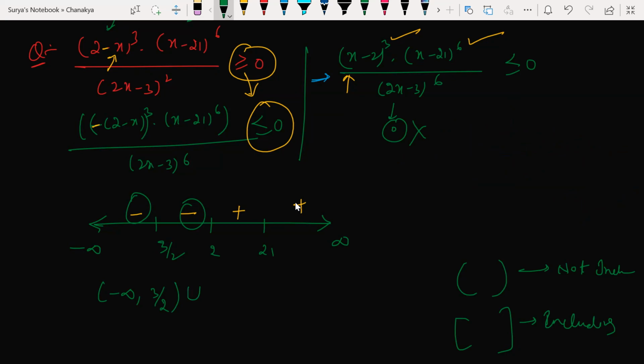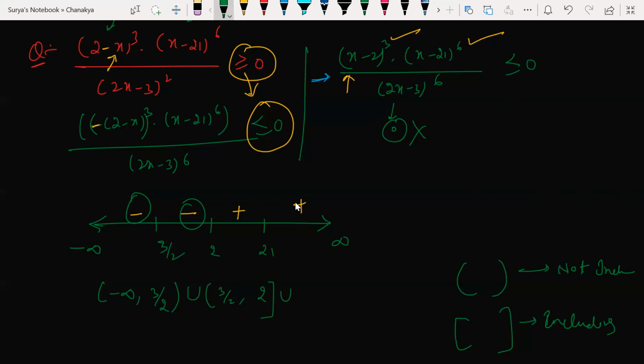Include union. Now 3 by 2 I can include, 3 by 2 to 2. Can we include 2? Yes, sir, we can include 2. So now union, what is the answer? Union 21 as well, right? Union 21. Why 21? Tell me.